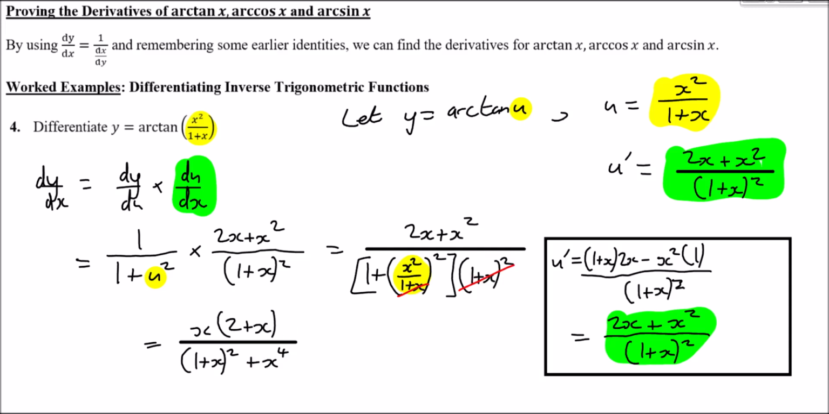So quite a beastly derivative, but it's worth showing you these now so you're not freaked out in the exam when you do get some hard ones. The derivative, therefore, of arctan of x squared over 1 plus x is x, brackets 2 plus x, all over 1 plus x squared plus x to the power 4. Phew. Now I'm hoping that this fairly meaty chapter and lots of worked examples will be a good preparation for this.